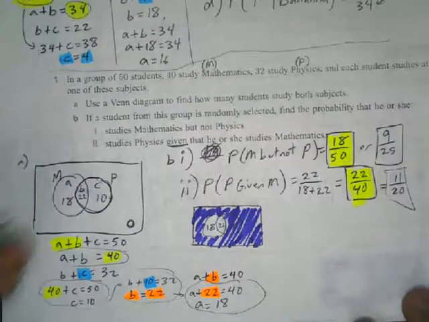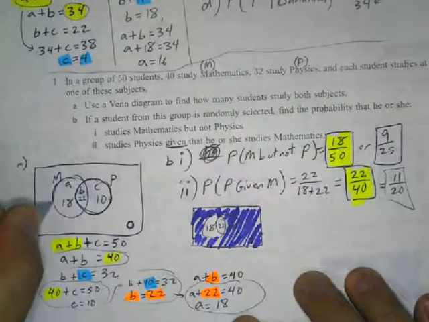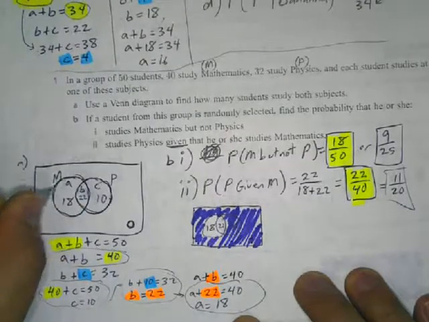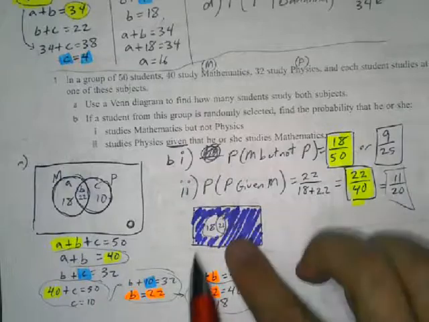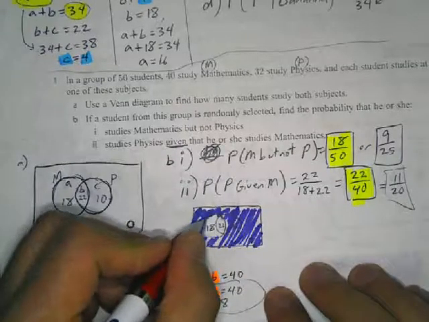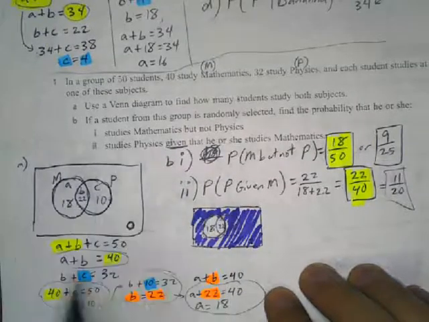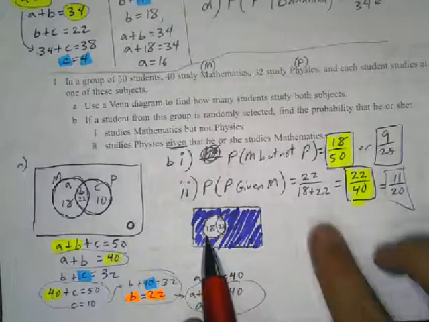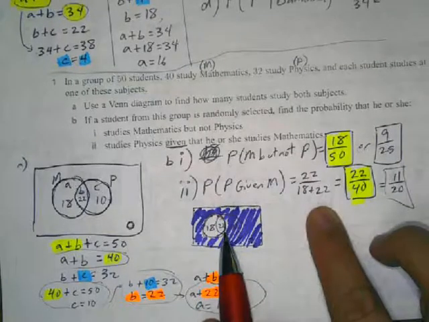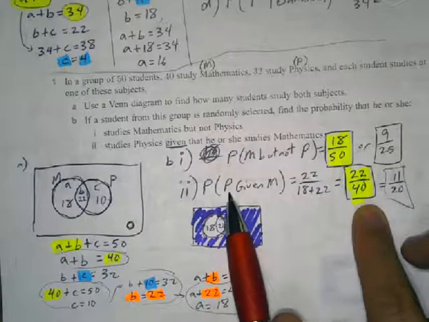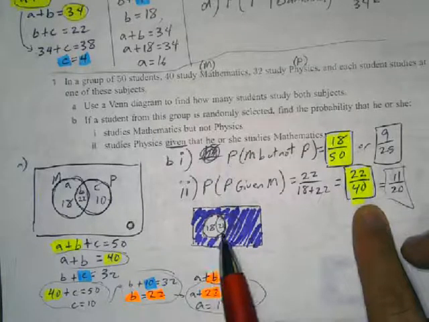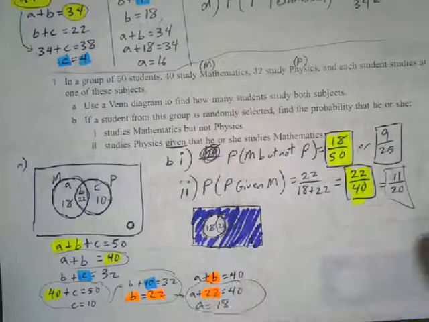So what I'm going to do is focus on this math circle, and so right here you can see I just crossed out everything else. My world is only full of math-loving people. Okay, so my denominator is going to be 18 plus 22, which gives me 40, and my numerator, the probability that they study physics, is going to be 22. You may want to hit pause and think about this.